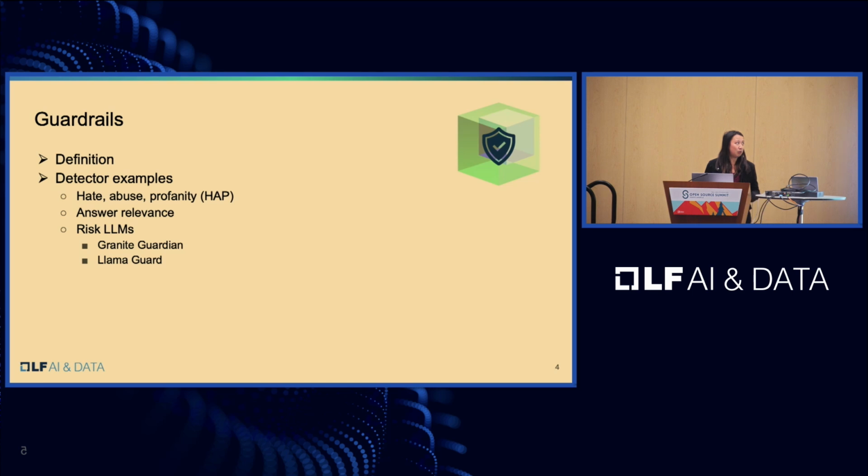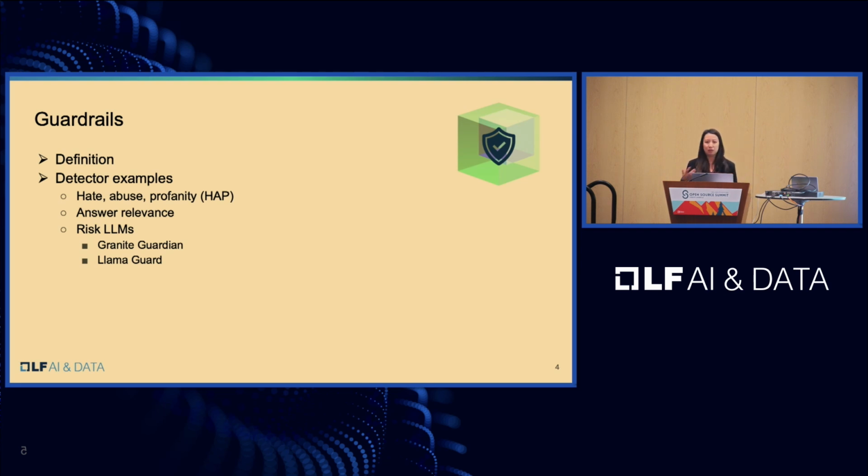To deal with that, we have guardrails. Here we say guardrails are solutions aimed to improve the safety and reliability of LLM-based applications, ideally with minimal overhead. And today we focus on detectors as guardrails. There are a lot of different examples, including those that can detect some of the challenges we talked about, like hallucinations or prompt injections. But there are also other examples, like detecting hate, abuse, and profanity, so HAP.